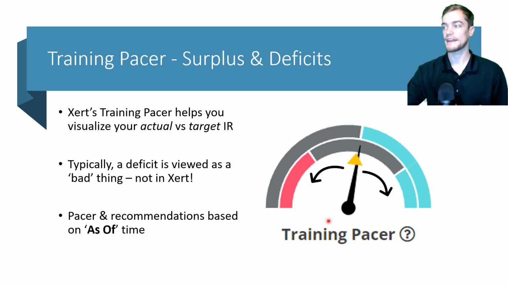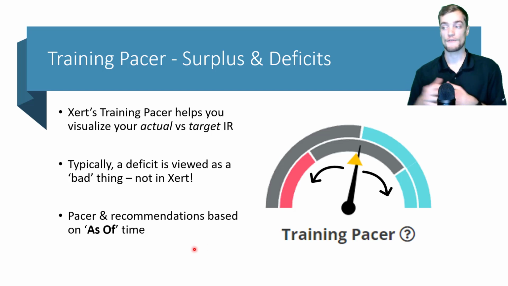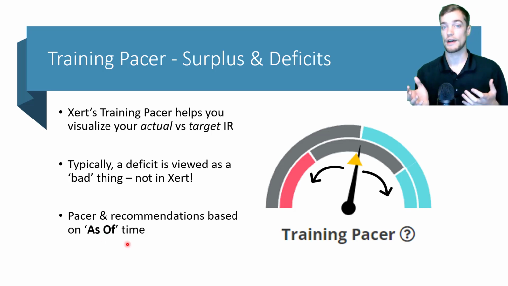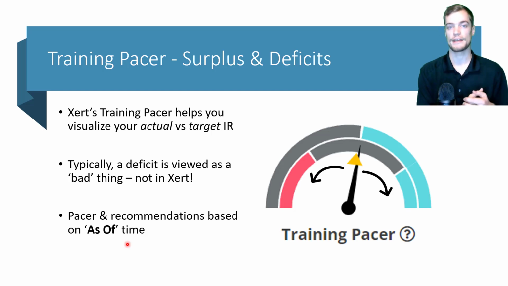So that means that Xert will show you what your surplus or deficit is at the very end of the day. If you would prefer to see it in the morning, we recommend changing the as of time to sometime very early in the morning. And that will give you an idea of how your surplus or deficit is at the start of the day. And those are really the two recommended settings for that.